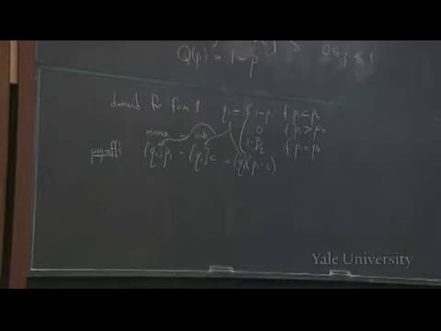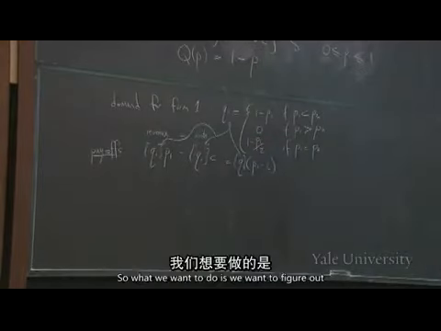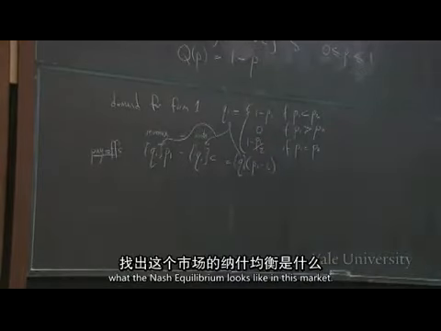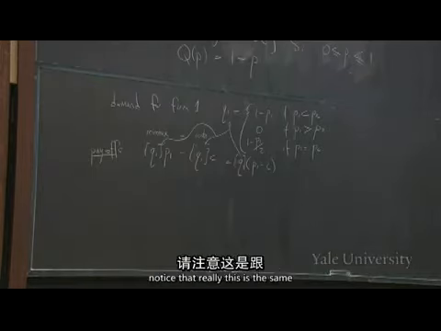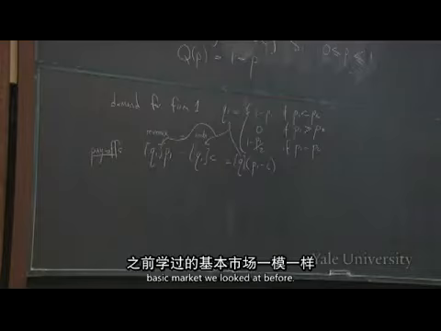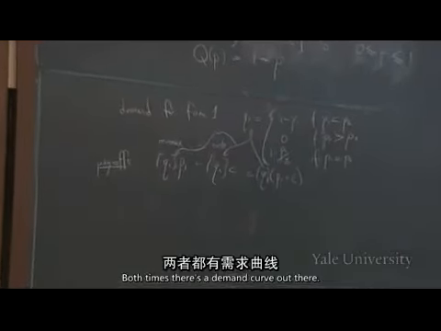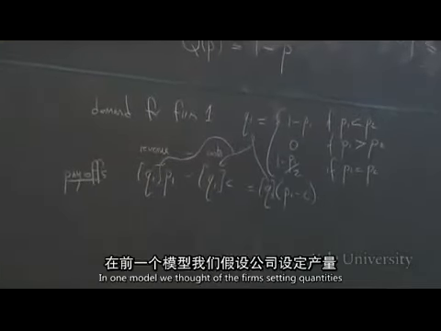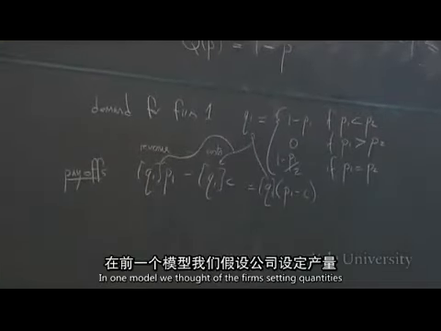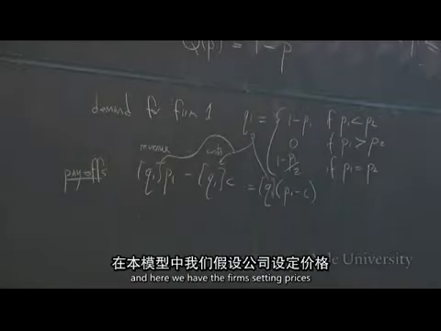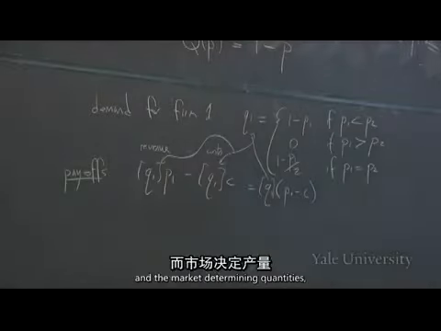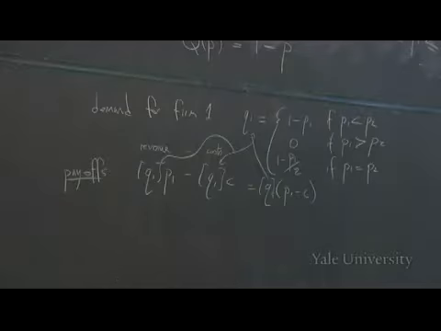All right, so what we want to do is figure out what the Nash equilibrium looks like in this market. And just before we go any further, notice that really this is the same basic market we looked at before. Both times there's a demand curve out there. In one model, we thought of the firm setting quantities and the market determining prices. And here we have the firm setting prices and the market determining quantities. But the basic underlying economic structure is very, very similar.